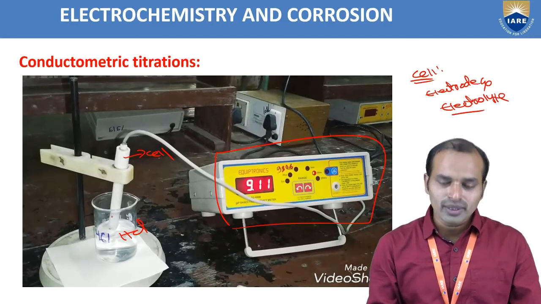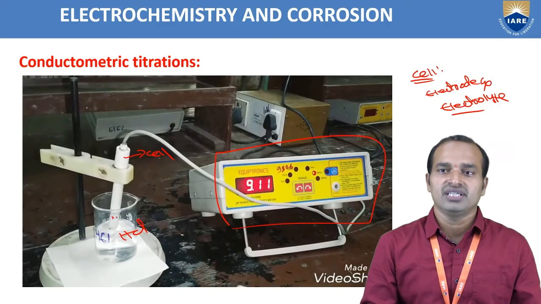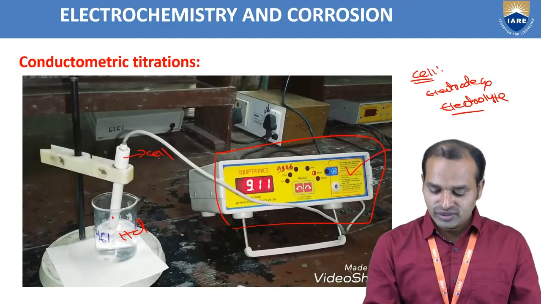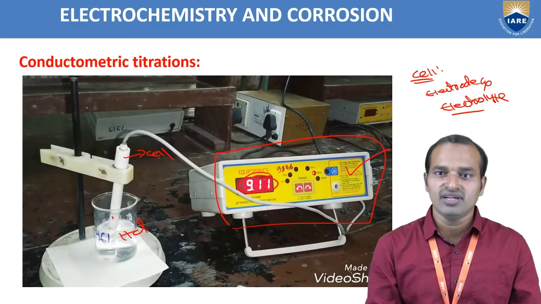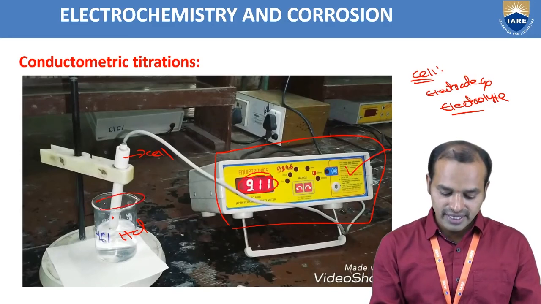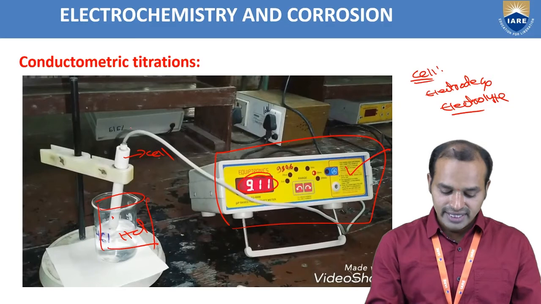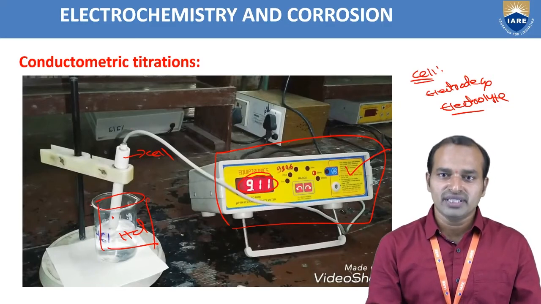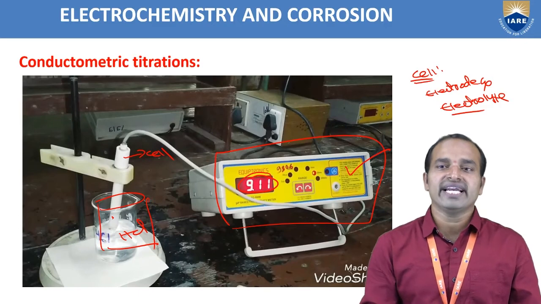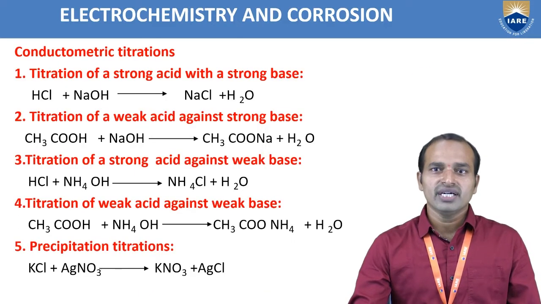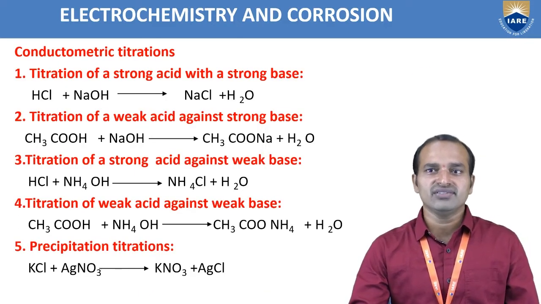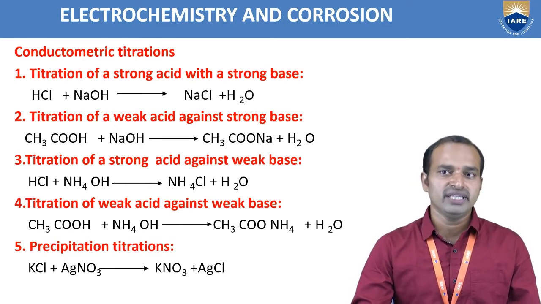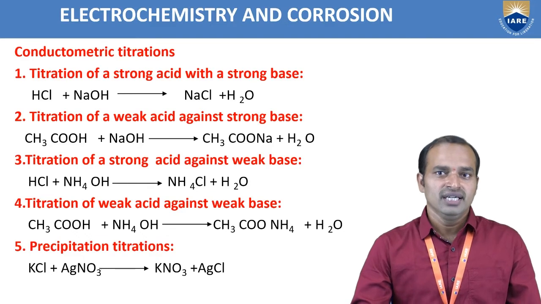To the beaker, we are adding the NaOH solution. This is the conductivity meter, and this shows the conductance values. In the beaker we use the HCl solution, and in this HCl solution we dip the cell. That cell is connected to the conductivity meter. By using the burette, we add the alkali. So in the conductometric titration of strong acid versus strong base, HCl reacts with NaOH to form NaCl plus water.